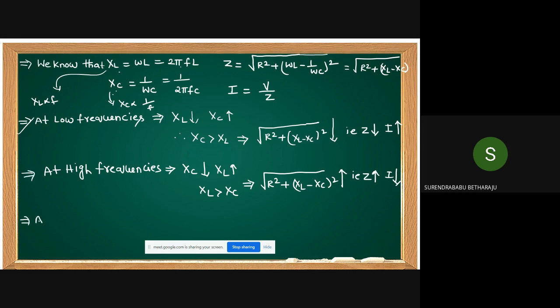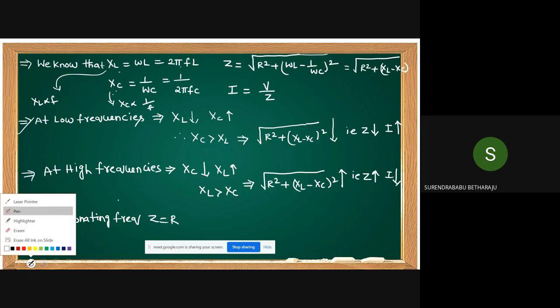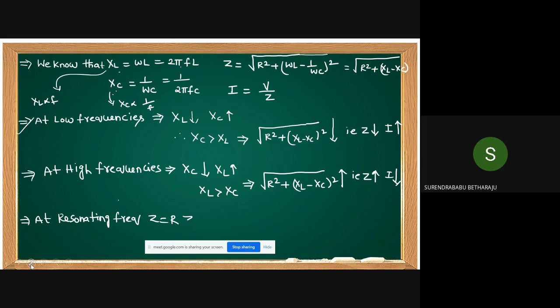But at the resonating frequency, this already you know, Z equals R. That is the Z minimum. This point you already know. And I equals I max, that equals V by R, where V is the supply voltage.